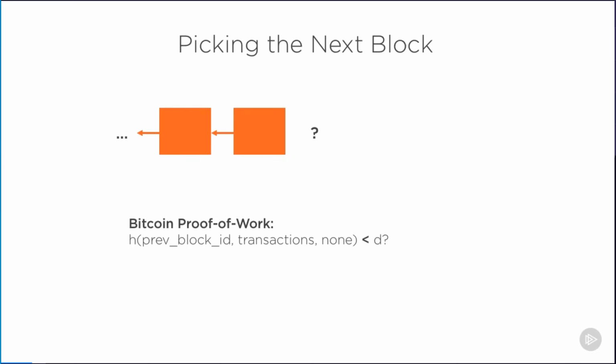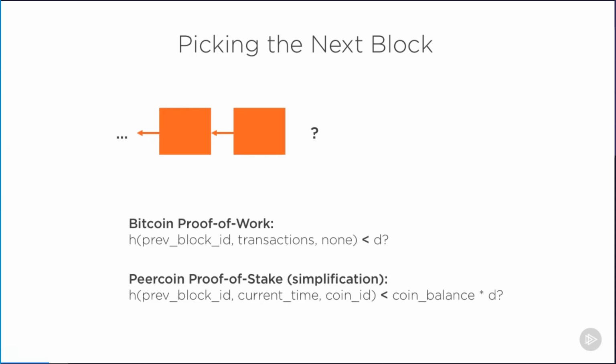The formula for deciding the next block maker in Bitcoin involves hashing the previous block ID, the current block's transactions, and a nonce or random number until the result is less than the current network difficulty. In proof of stake, the chance of winning is not based on how many hashes someone runs, but how much currency they have. The formula hashes the previous block like before, but also the current time and an unspent output.